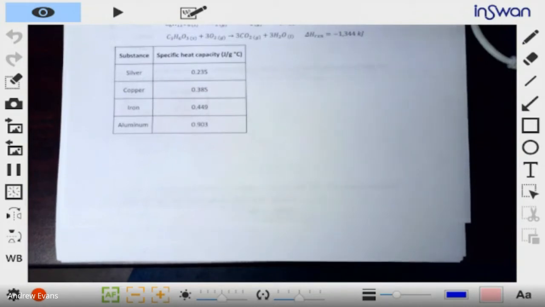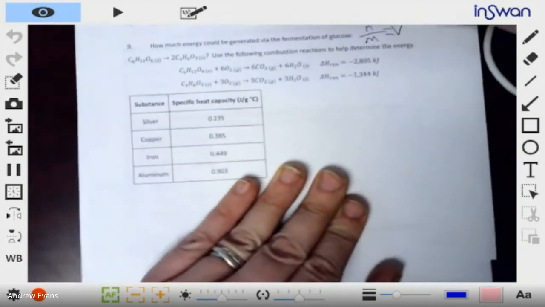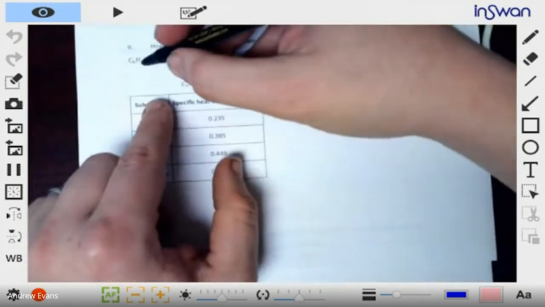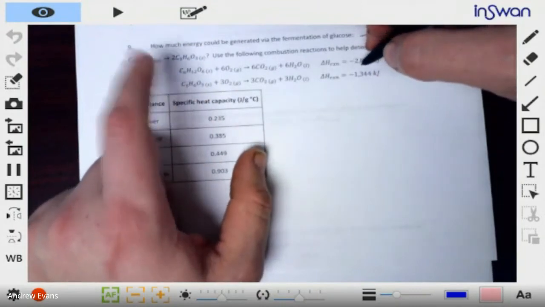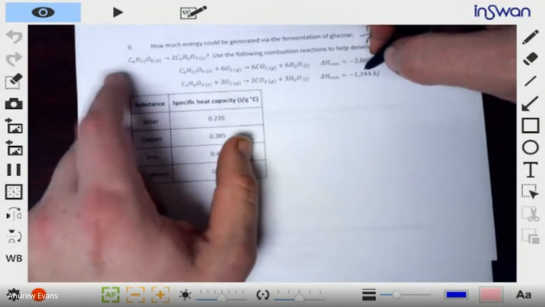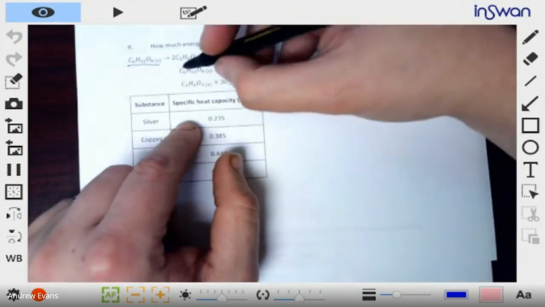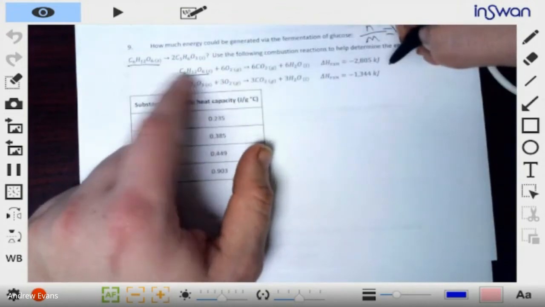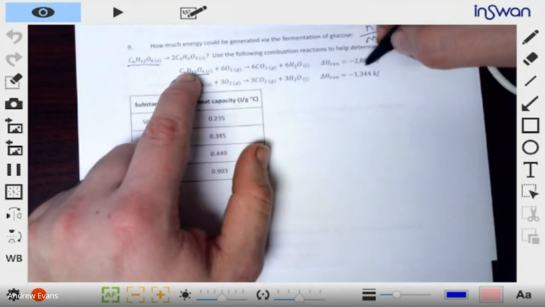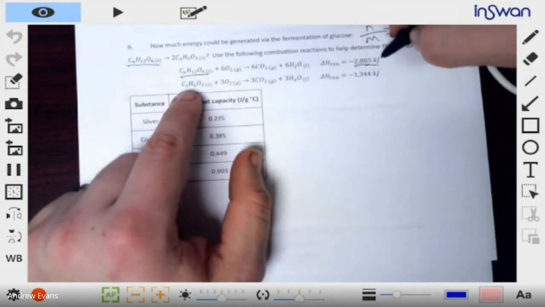How much energy could be generated by the fermentation of glucose? So to do this, we're going to use Hess's law. How do you know we need Hess's law? We have two equations. So we need to match those equations to the ideal equation. So first things first, I look at glucose. Glucose appears here. It only appears there. So with that in mind, we use that equation as written, without modification.